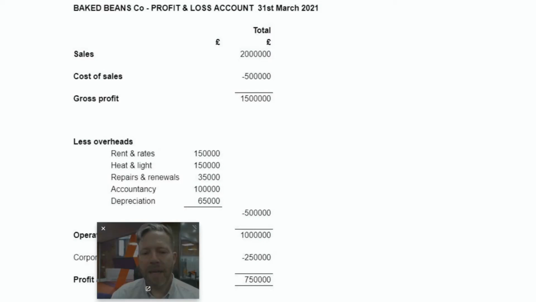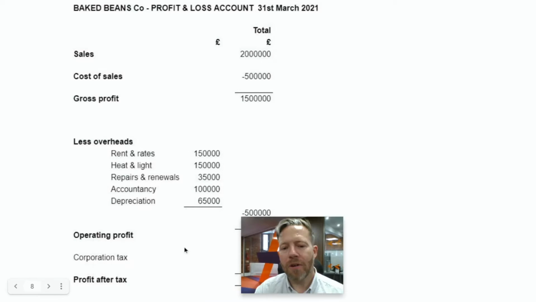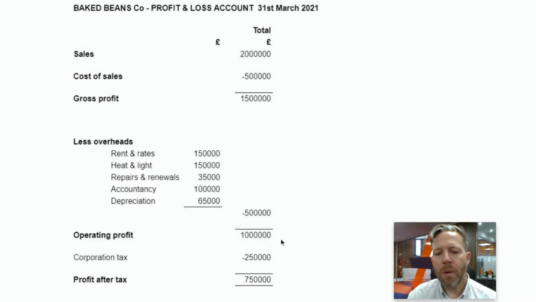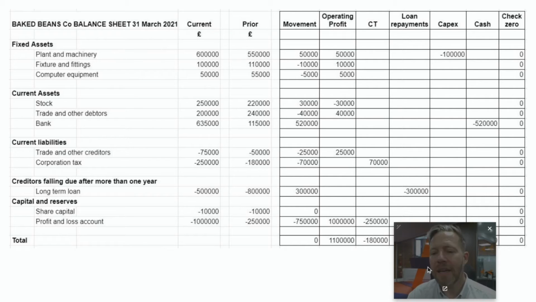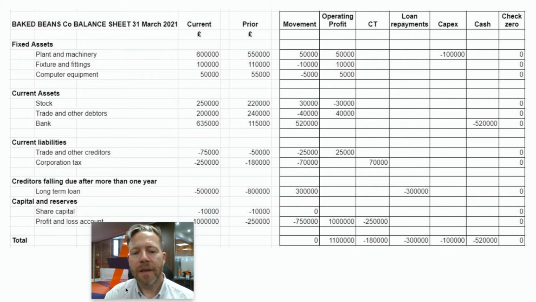By reminder, here is our operating profit, £1 million, corporation tax of £250,000, and the bottom line movement of £750,000. So million, 250 and 750. Let's allocate that now. Here's our profit and loss account movement of £750,000. I'm going to put the £1 million straight into the operating profit column, and the 250 goes into the corporation tax column. Let's go back up to the top now and allocate the rest of those columns.